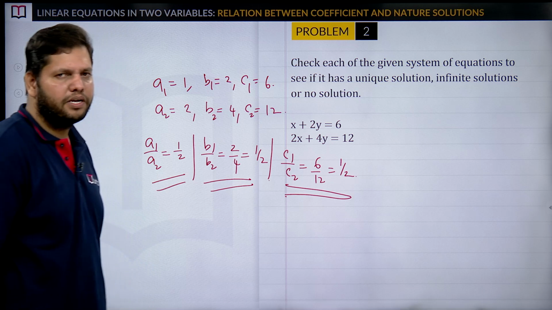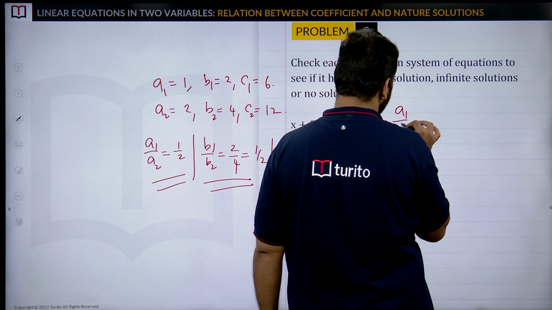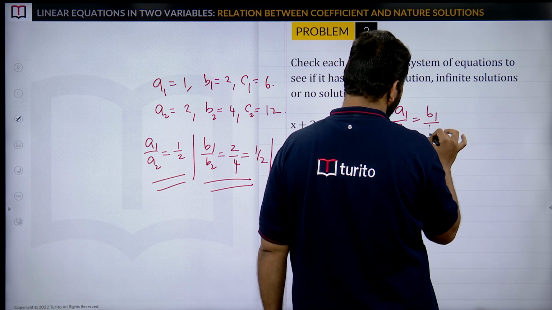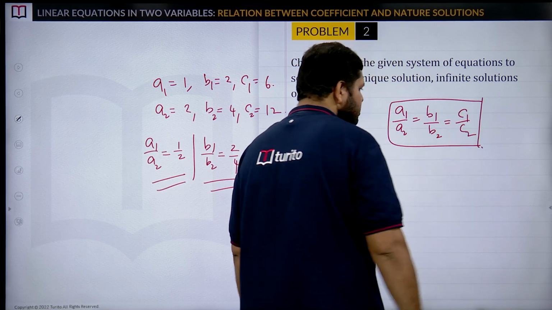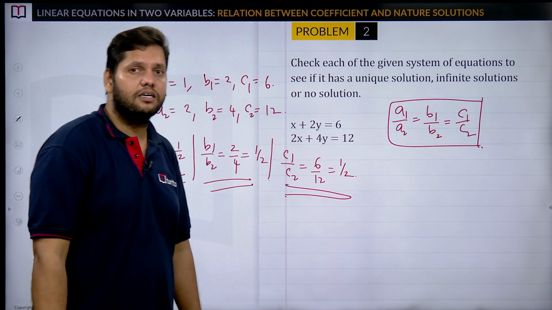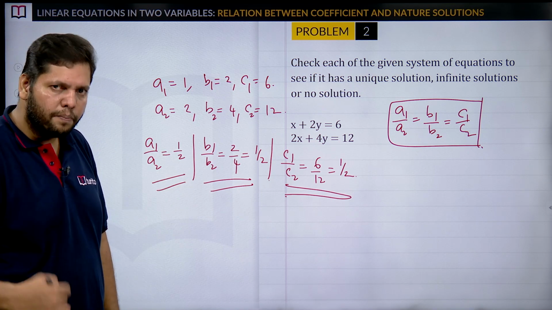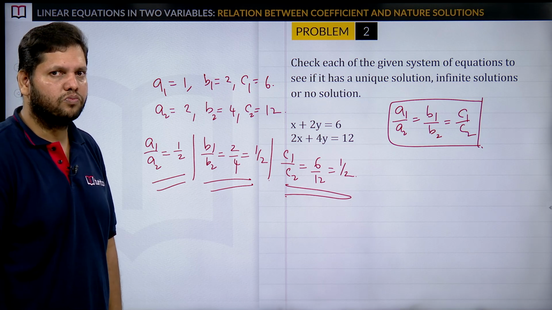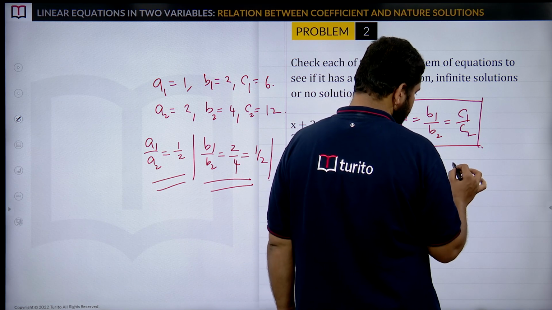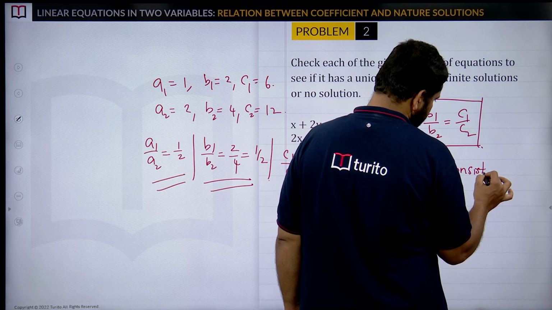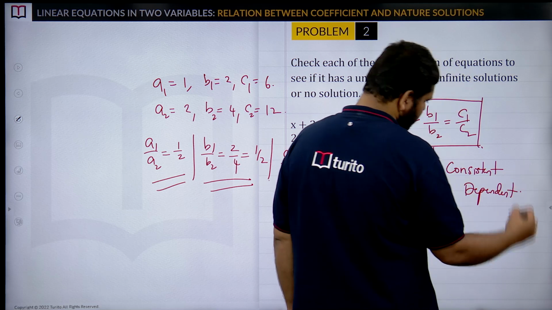The three ratios are equal means, can you tell me, children, which condition is satisfied? Third condition: a1 by a2 is equal to b1 by b2 is equal to c1 by c2. So, children, I can say clearly it is satisfying the third condition. What is the third condition, children? a1 by a2 is equal to b1 by b2 is equal to c1 by c2. So these three are equal means, what is the condition, children? We can say it is consistent and dependent. Consistent and dependent, isn't it, children?